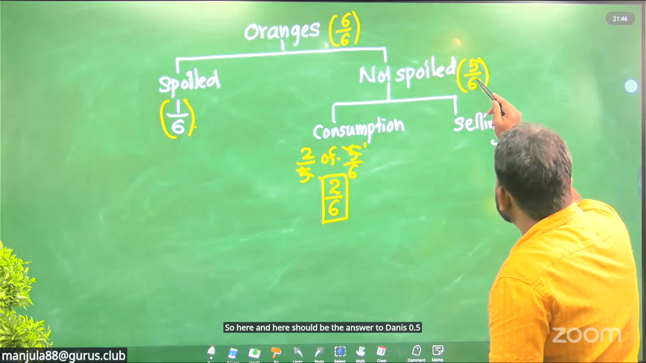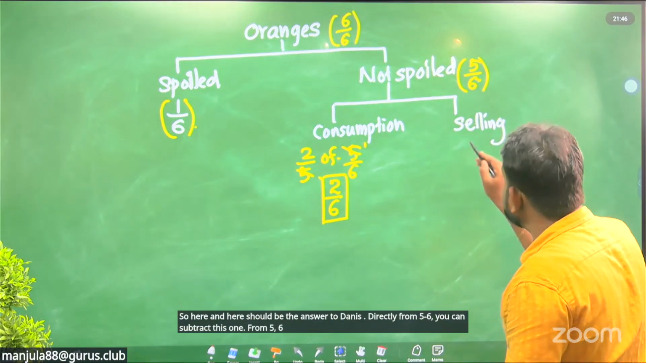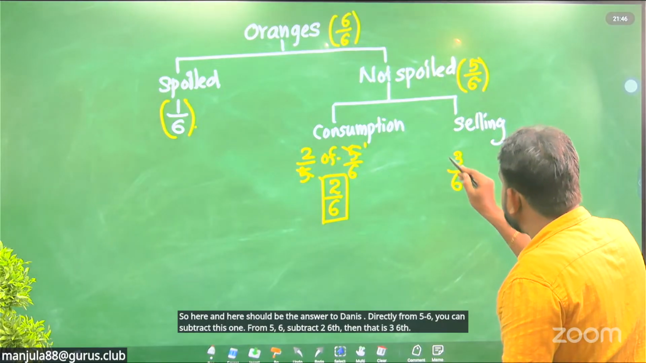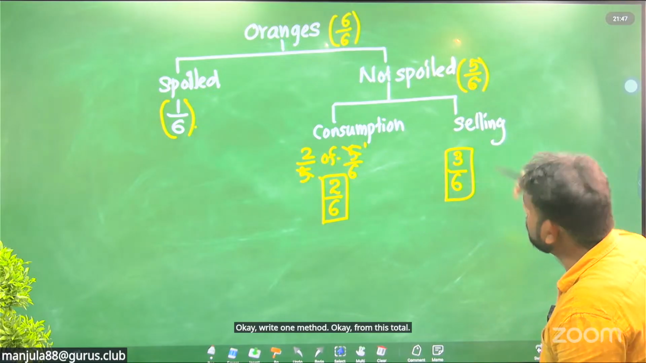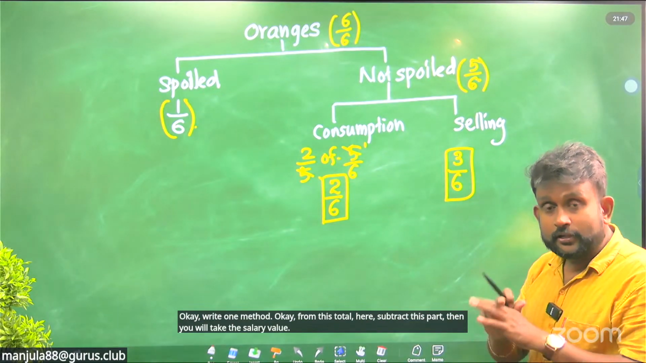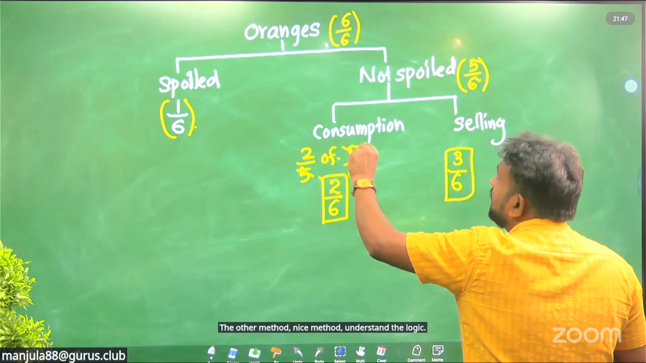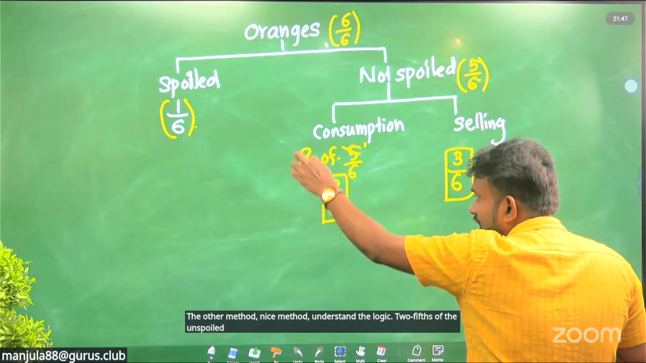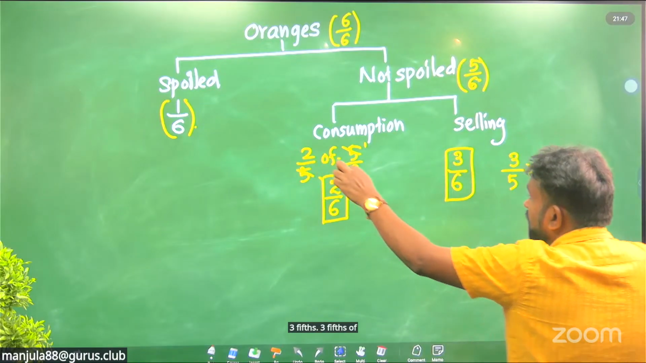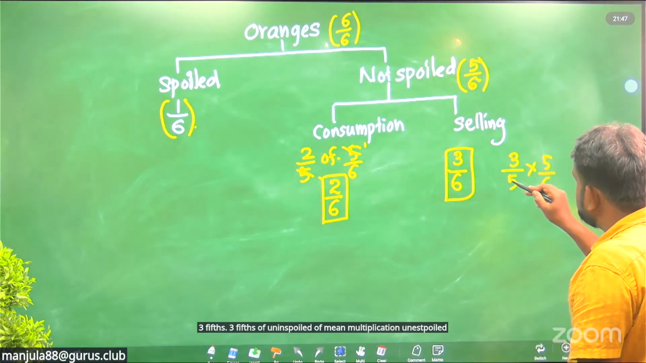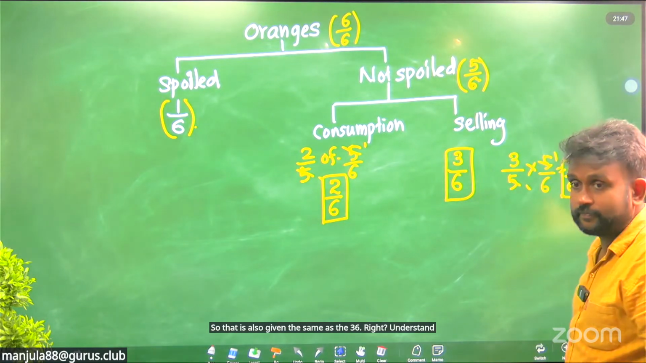So directly from 5/6, you can subtract this one. From 5/6 subtract 2/6, then that is 3/6. Okay, one method: from this total, subtract this part, then you will get the selling value. The other method, a nice method, understand the logic. 2/5 of the unspoiled is consumption, so what is the balance here? 3/5. 3/5 of the unspoiled means multiplication, unspoiled is 5/6. So that also gives the same answer, 3/6. Understand these two methods.